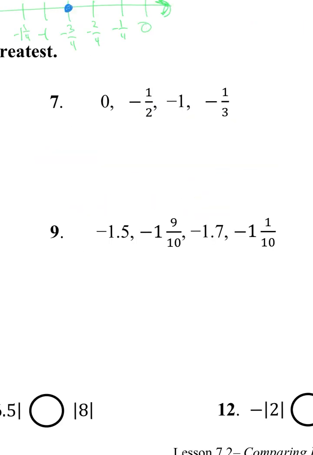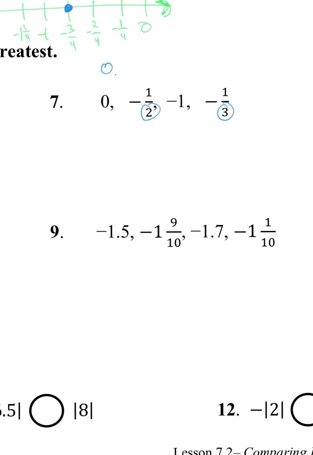So on number 7, we've got some fractions here. What I'm going to do with my fractions is rewrite them so they all have a common denominator, the fractions at least, right? So I've got negative 0, negative 1/2, negative 1, and negative 1/3. I'm going to convert all of these fractions so they have the common denominator. So what is a common denominator of 2 and 3? That would be 6. You got it.